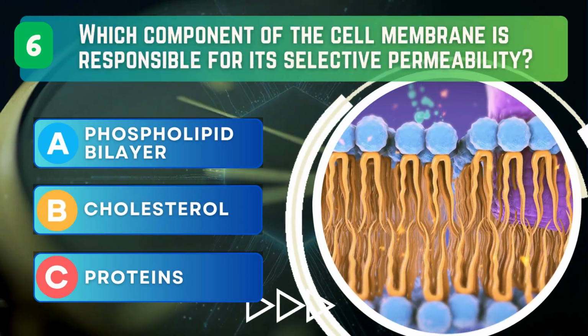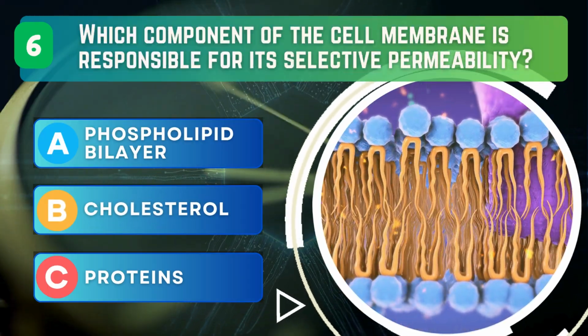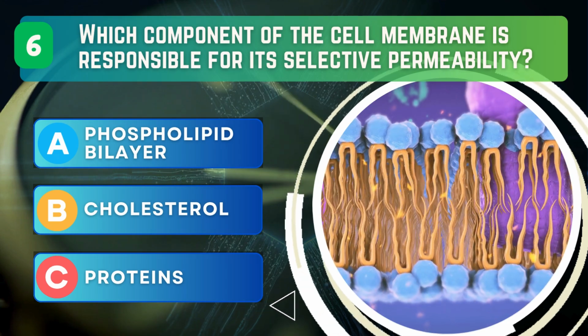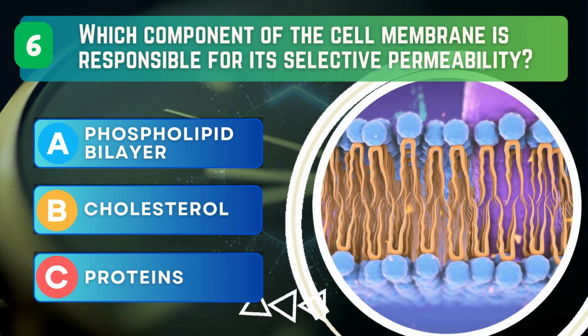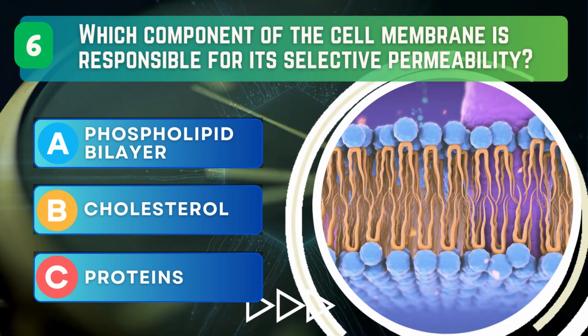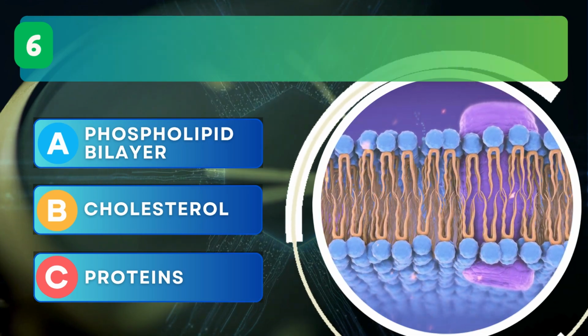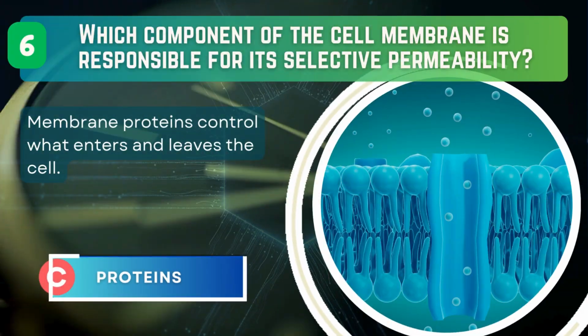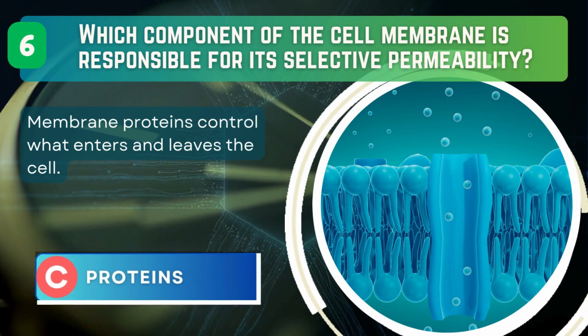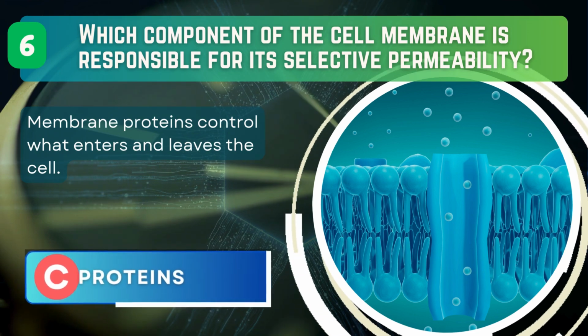Which component of the cell membrane is responsible for its selective permeability? Proteins. Membrane proteins control what enters and leaves the cell.